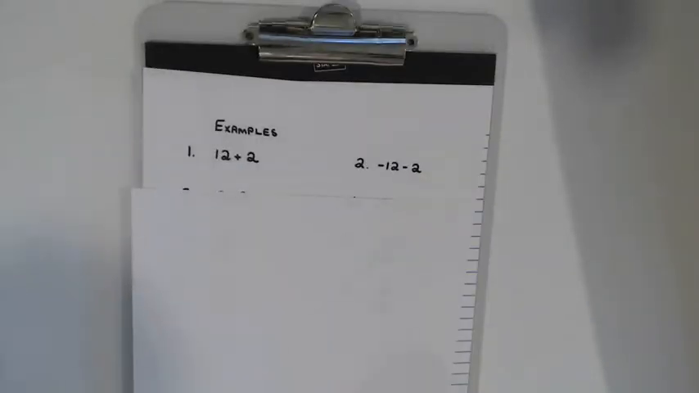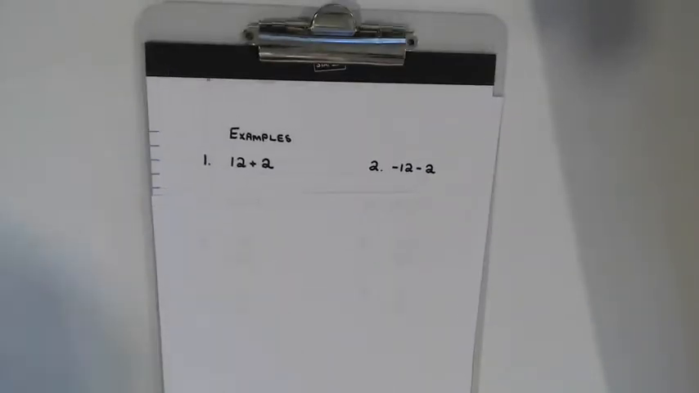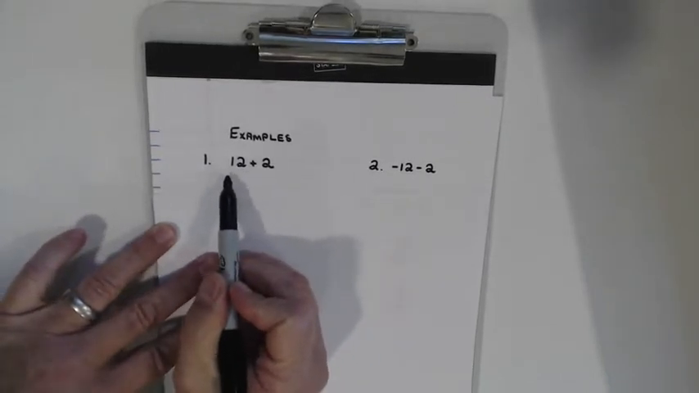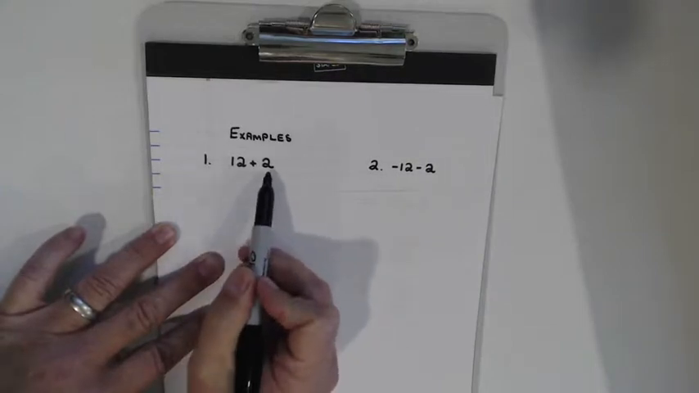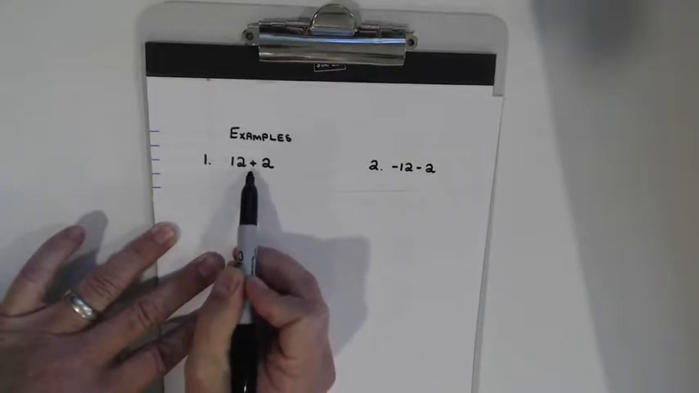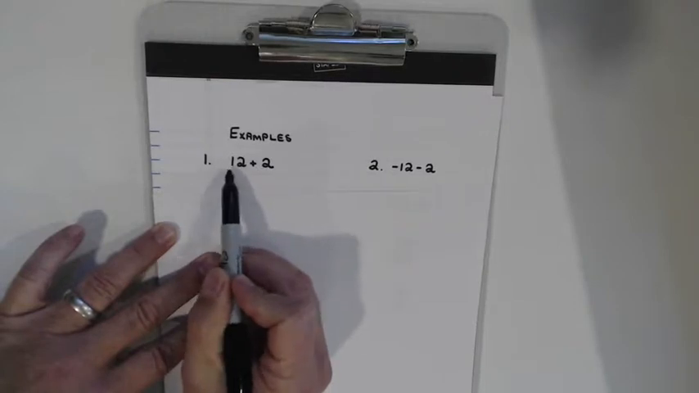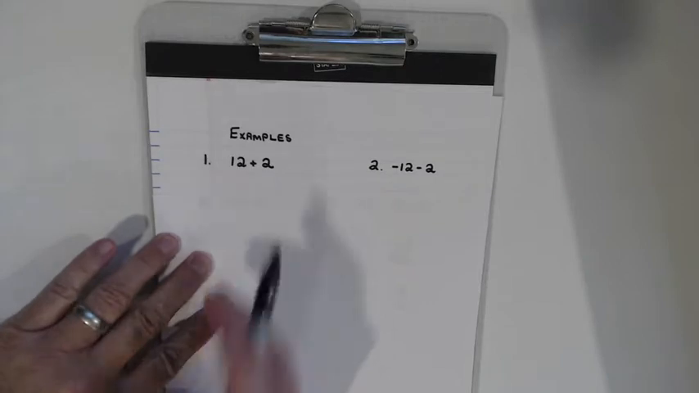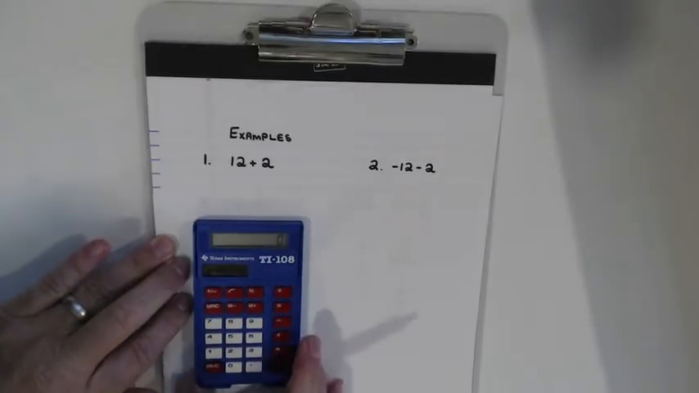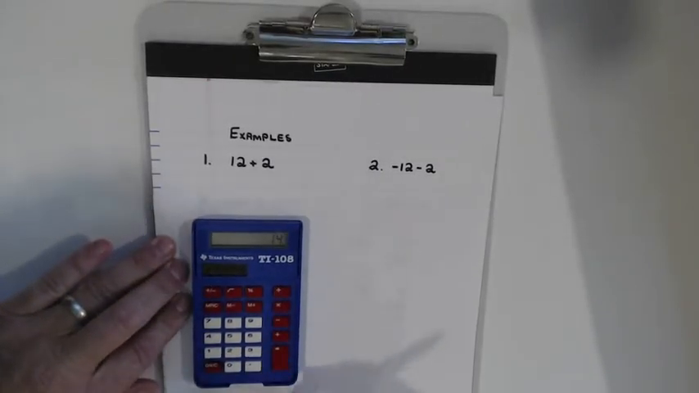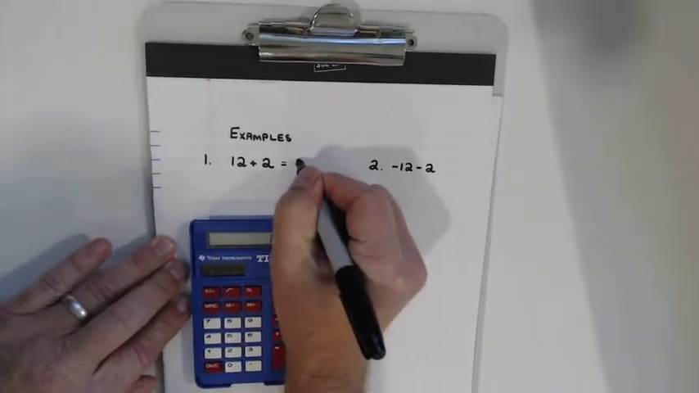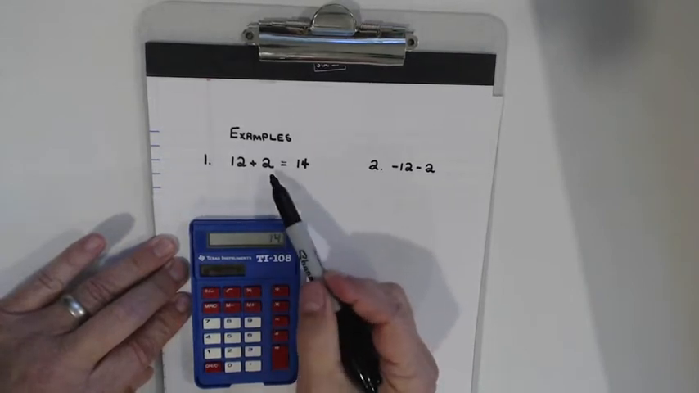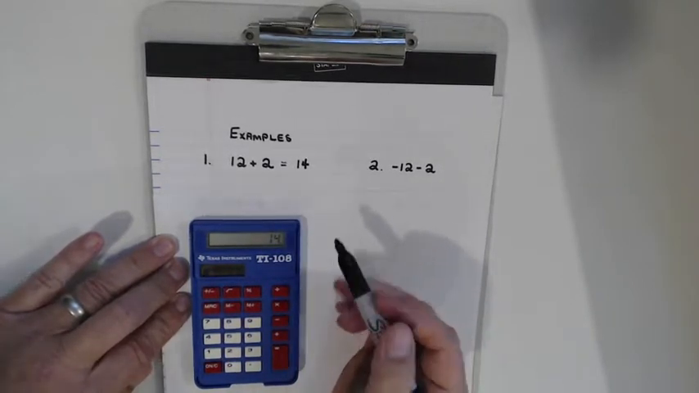Let's look at these first two examples. 12 and 2. Is the 12 positive or negative? Look in front, it's positive. The 2, is it positive or negative? It's positive. If the signs are the same and both of these numbers are positive, then I add them together. So take my calculator out. 12 plus 2 is 14. Is it going to be a positive 14 or a negative 14? If the signs are the same, you add them together, keep the sign.